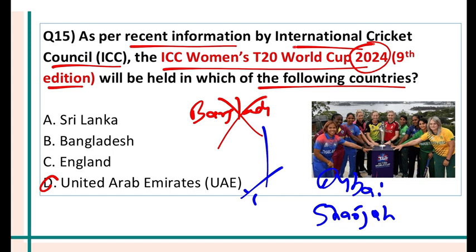Out of 9 times, 6 times it has been won by Australia. One time it was won by England and one time by West Indies, and 6 times by Australia. Out of the last 7 times, 6 times it has been won by Australia. So Australia is the absolute winner when it comes to World Cups, even in the women's section.